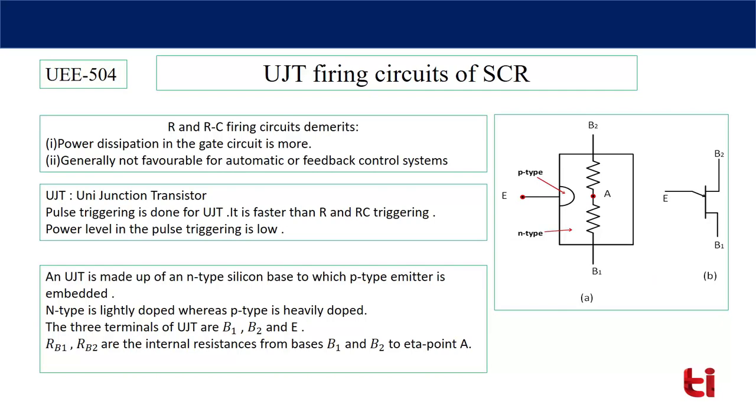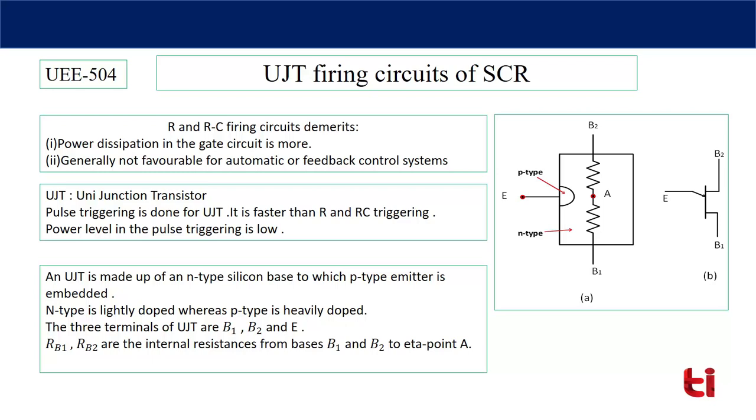power dissipation in the gate circuit is more, so the efficiency of the circuit is less. R and RC firing circuits are too complex and generally not preferred for automatic or feedback control systems. In those systems, generally some voltage is sensed, and based on that sensed voltage, a signal is generated to turn on the SCR. That becomes too complex, which is why it is avoided.